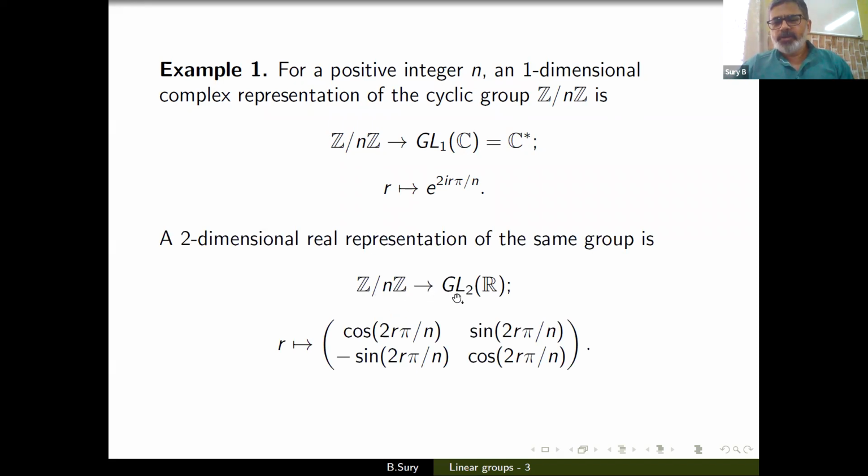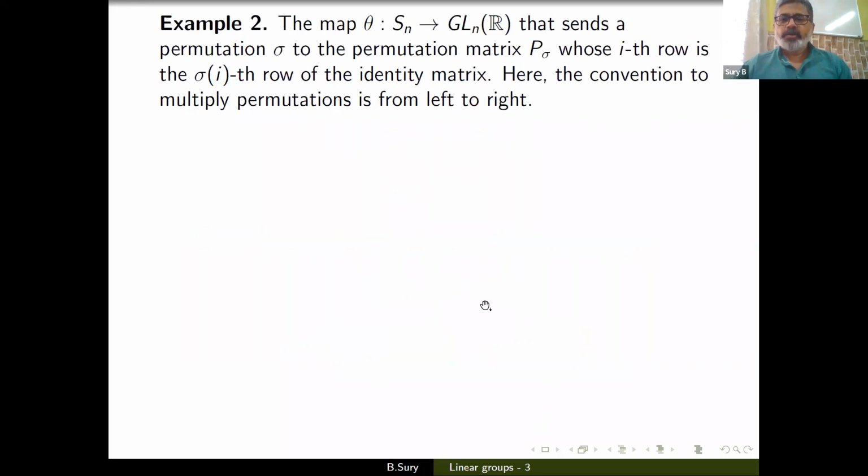Two-dimensional one, we want it into real representations. This is actually a little bit of cheating, in the sense that when you have a one-dimensional complex representation, you can make it into a two-dimensional real representation by means of this. What happens is you take a basis of C over R, namely 1 and i, and write this as matrices with respect to that basis, and you will get these matrices, because e^(2πir/n) is cos(2rπ/n) + i sin(2rπ/n). Anyway, so this is one other example.